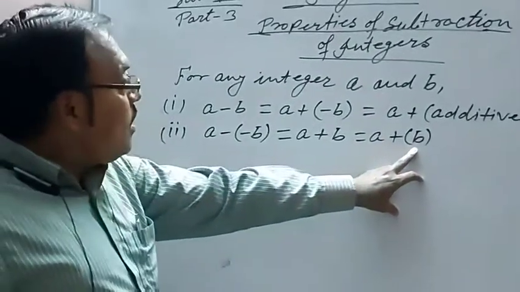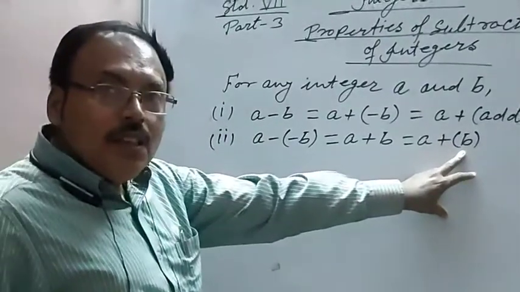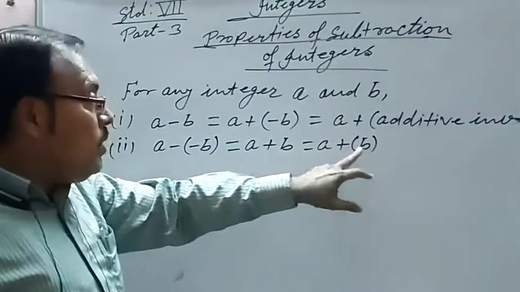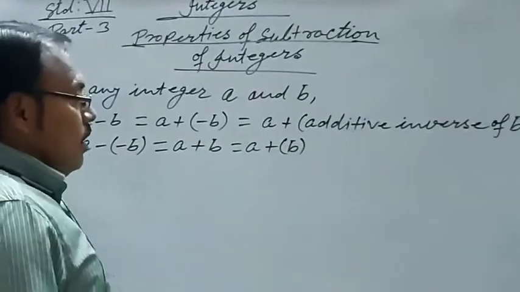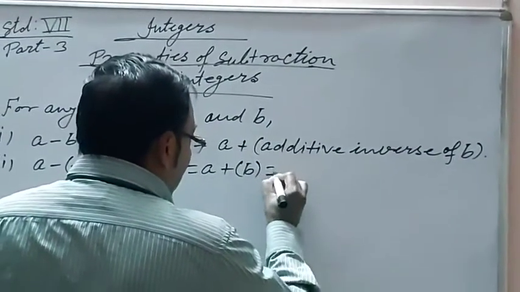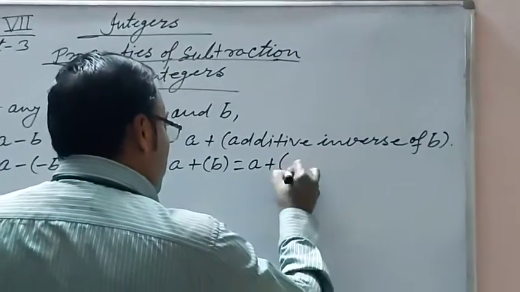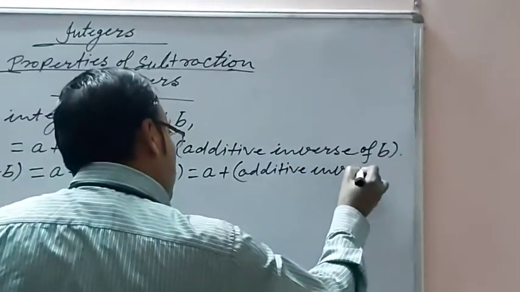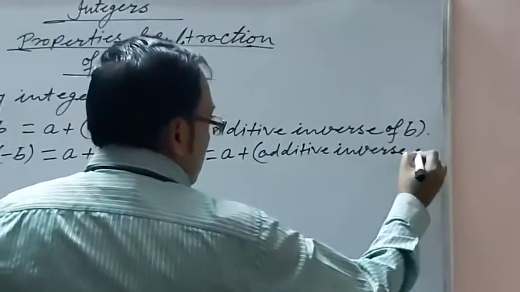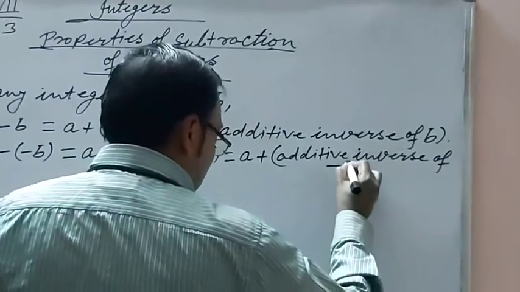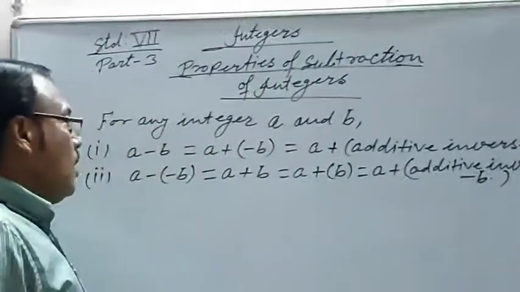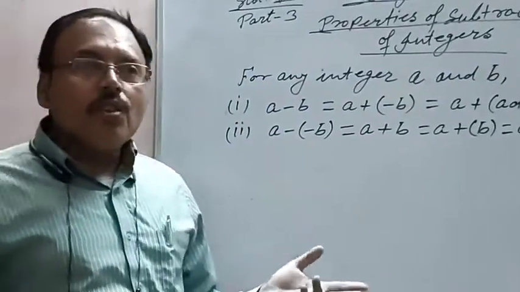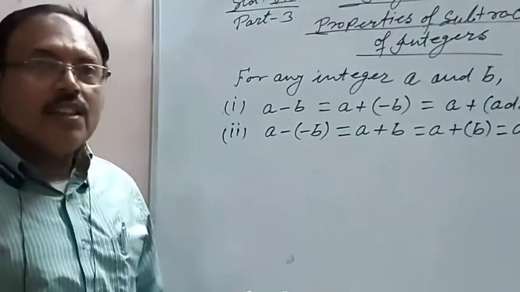B is the additive inverse of minus B, and minus B is the additive inverse of B. So we can also write it as A plus the additive inverse of minus B. So this is subtraction: in subtraction, we add the additive inverse of that number which we have to subtract, right?